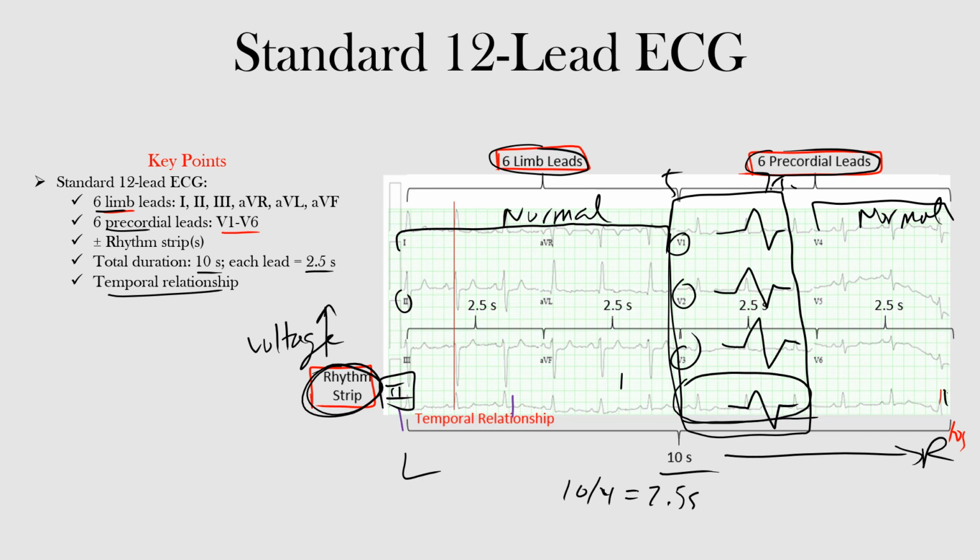The total duration of the whole EKG is 10 seconds. That means that each of these leads represents 2.5 seconds of time. And then we talked about this temporal relationship, meaning everything directly above or below something on the EKG occurred at the same time. Well, that's the end of this lecture. We discussed the standard 12-lead ECG, including its basic layout and the temporal relationships of leads to one another. I hope you learned something.